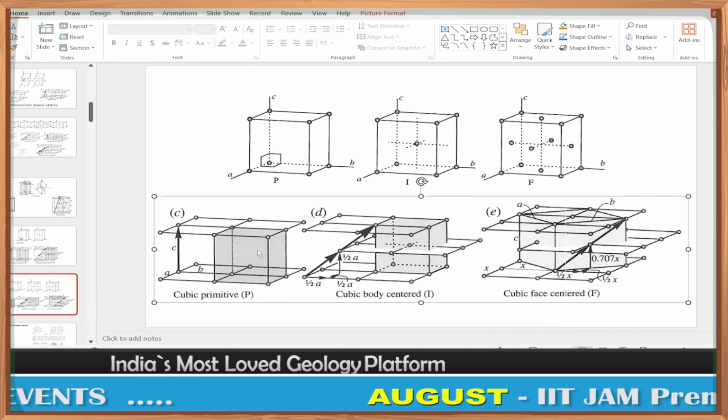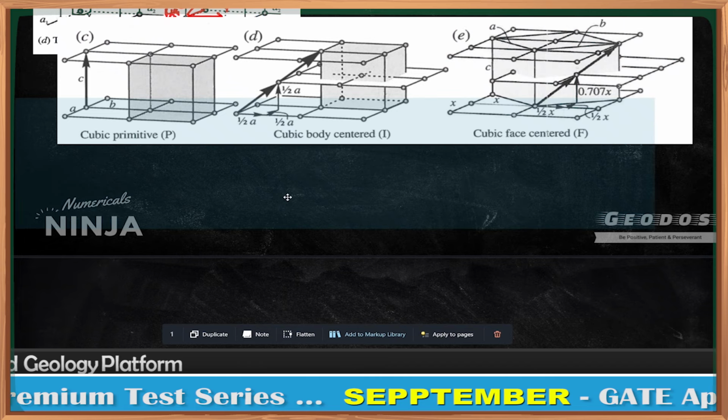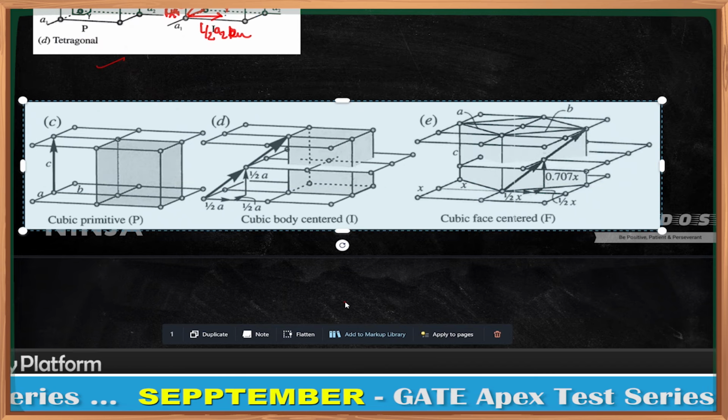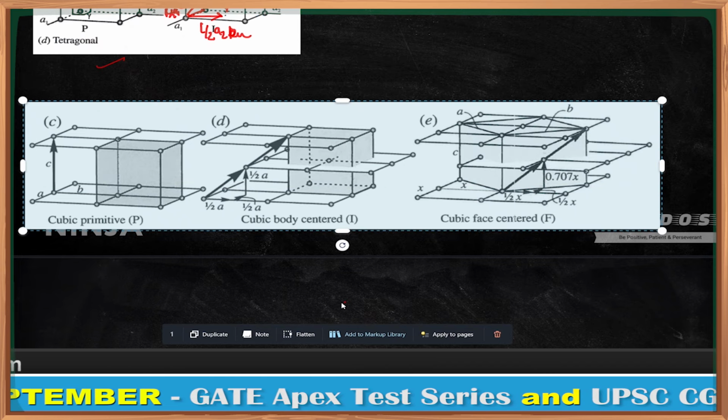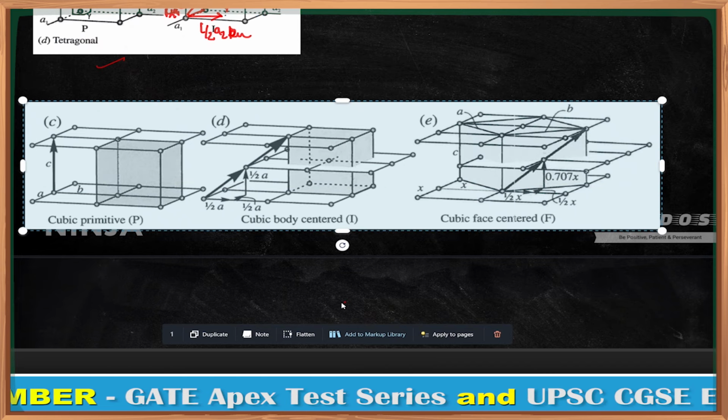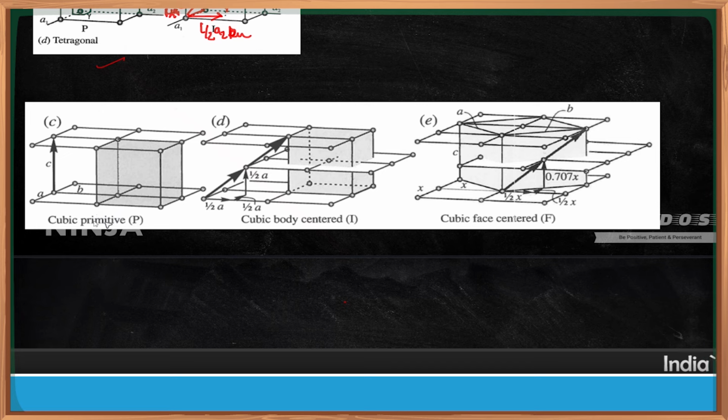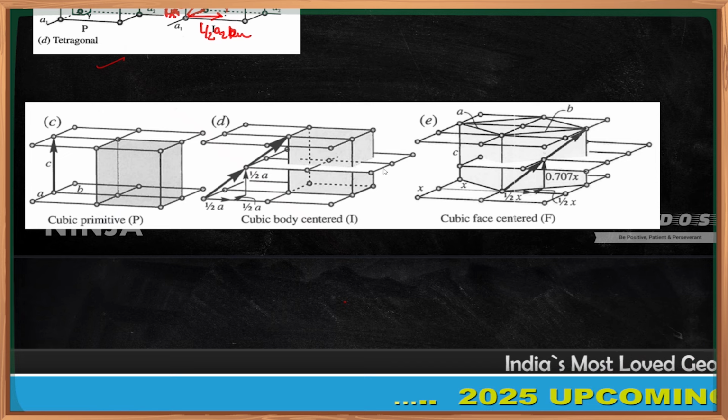So you just have to move toward the cubic cases, where 3 things happen. Who remembers those? In the cubic crystal system, how many space lattices are there? 3: primitive, body centered and face centered. Face centered means at every center of the face. So this is the cubic primitive.